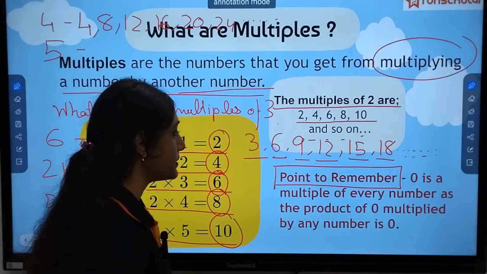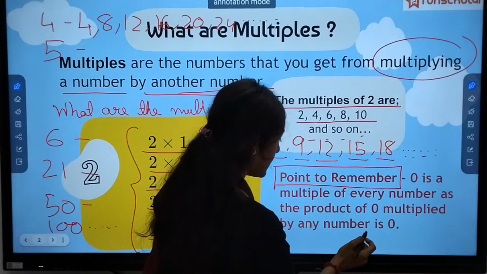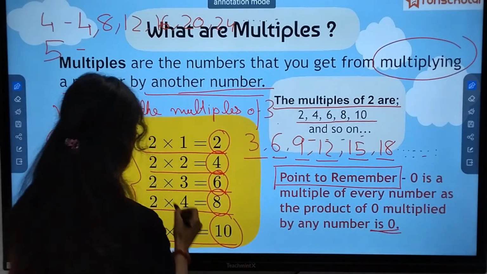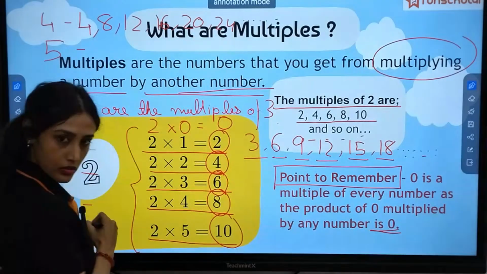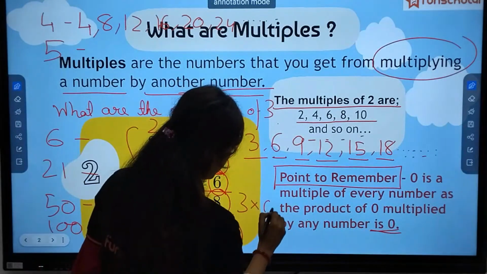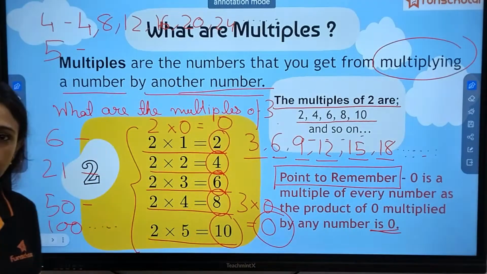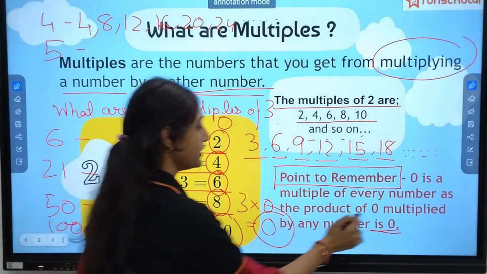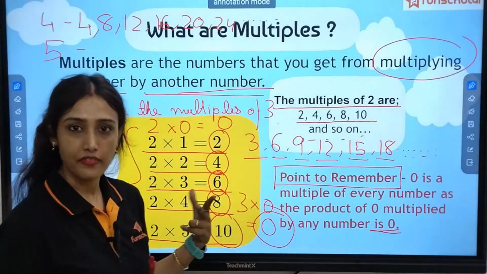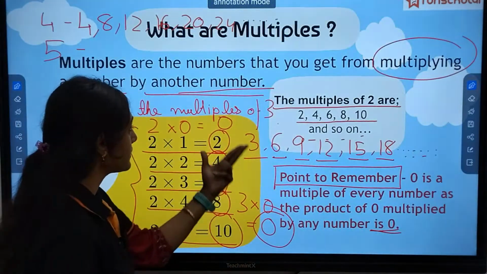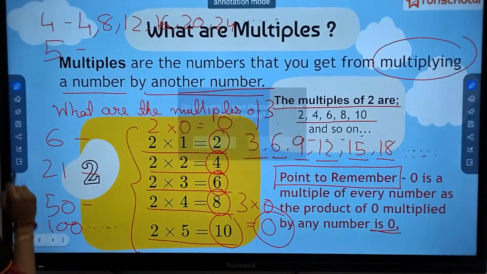0 is a multiple of every number, as the product of 0 multiplied by any number is 0. Like 2 into 0 equal to 0. 3 into 0 equal to 0. So 0 will be the multiple of every number, but we do not start anything with 0 because 0 means vacant. So we start with the number greater than 0 when we write multiples. Okay.